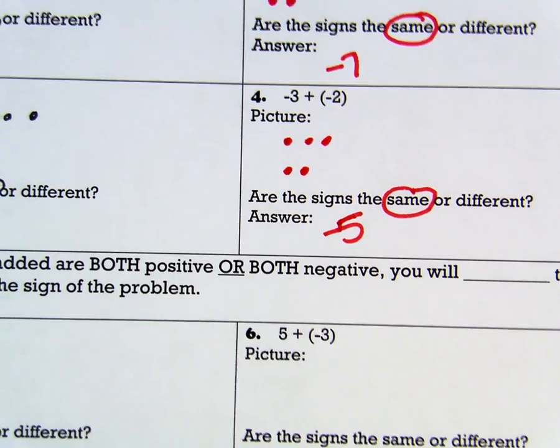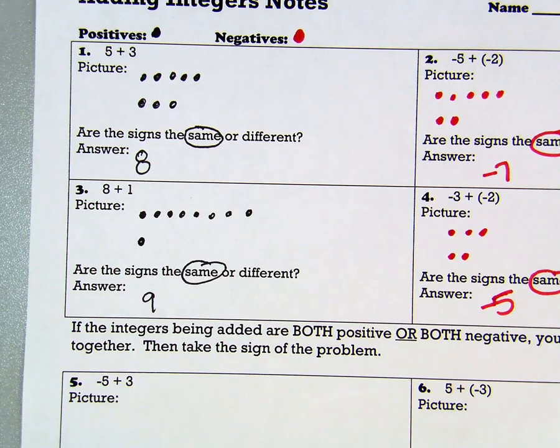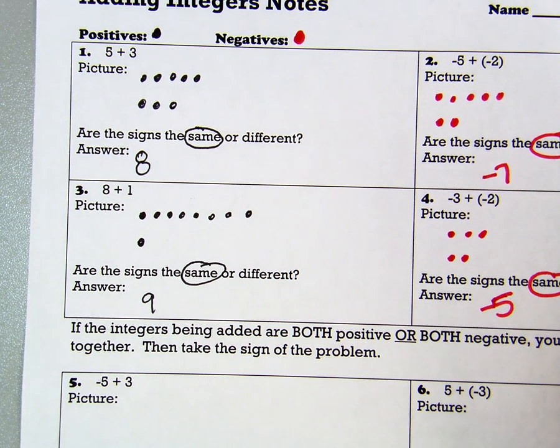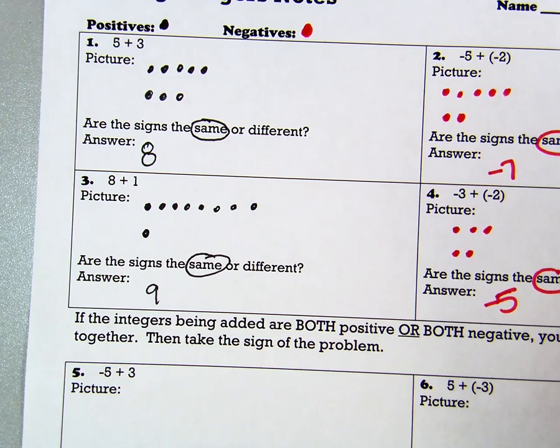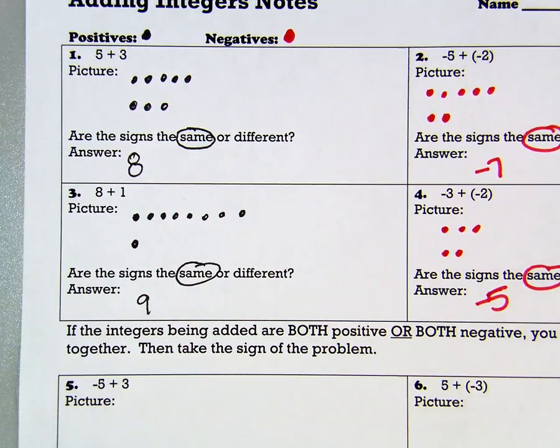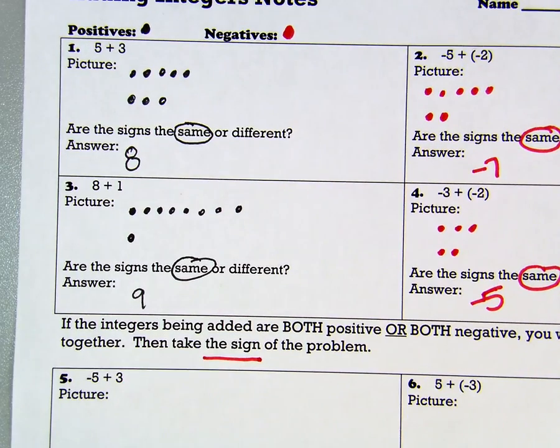So there is a pattern that we see here when we're adding integers. We notice that if the integers being added are both positive or both negative, we just go ahead and add our numbers up together. Let's write that in for us. Just going to add our numbers together. Okay. Then at the end, we need to make sure we take the sign of the problem.